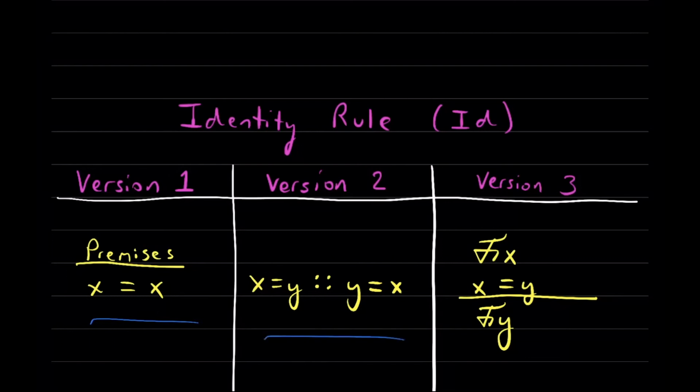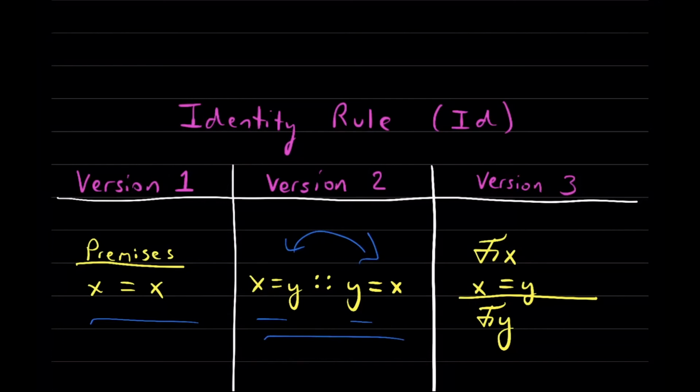Now, version 2 says this: if X is identical to Y, that's equivalent to Y is identical to X. So this is an equivalence rule. It says you can reverse the order of an identity statement anytime you want in the context of a proof, even as part of a larger statement, because this is a rule of equivalence or a rule of replacement. It says if you have X is identical to Y over here on the left, then Y is identical to X over here on the right, and vice versa. It goes both ways. If you have Y is identical to X, you can reverse the order of that to X is identical to Y. That's the second version of the identity rule.